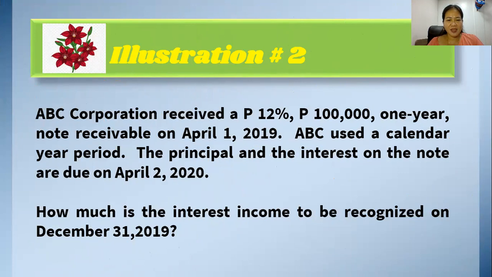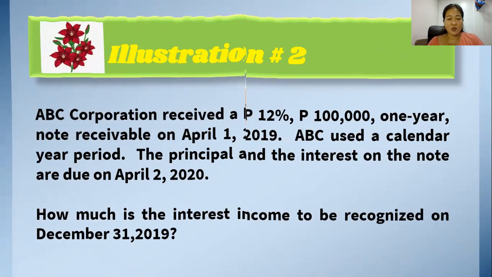Illustration number 2. ABC Corporation received a 12%, 100,000 one-year note receivable on April 1, 2019. ABC used a calendar year period. The principal and the interest on the note are due on April 2, 2020. How much is the interest income to be recognized on December 31, 2019?